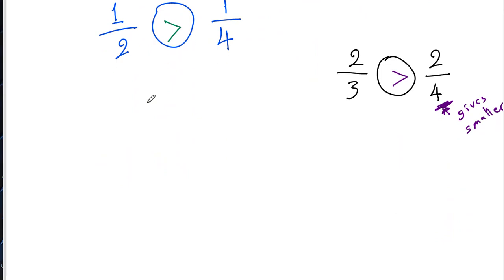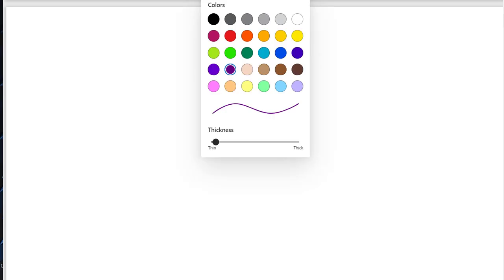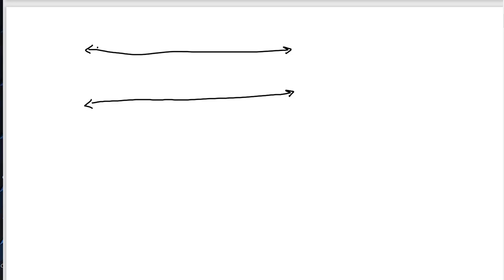Okay, and the third part in comparison of fractions is using models or using number lines. Let's see number lines first. We have this number line, and I want to draw another one the same as this. This is 0, 1, and here I have the half. This is 0, 1/4, 2/4, 3/4, 4/4.